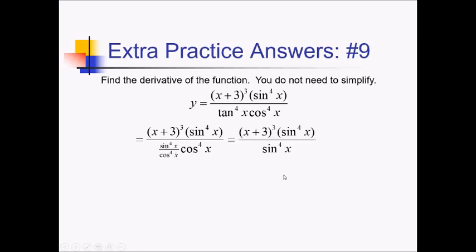But wait, there's more good news. We can cancel this sine to the fourth with this sine to the fourth. So that leaves us with only x plus 3 quantity cubed. So this is a little bit of a chain rule here, but not too bad compared to what we had before. This is something to the third power. So the derivative is going to be 3 times that something to the second power. So 3 parentheses x plus 3 squared. And then we have to multiply by the tail. But wait, the derivative of x plus 3 is just 1. So this does end up being our final answer.